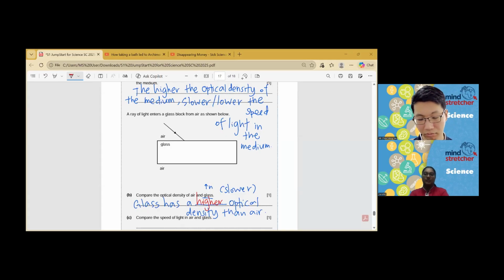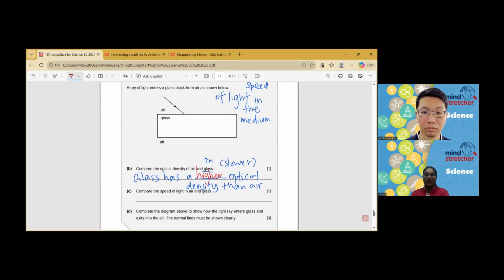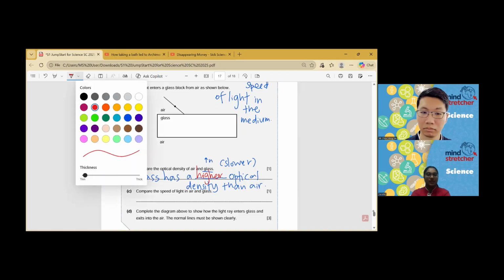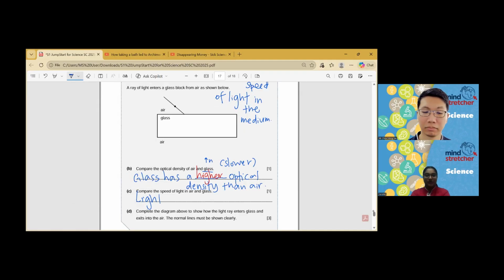Okay, so you must tell me that it's optically denser, and please make sure you use the word optical density. Okay, that has to be there. Okay, then for part C, we went through it just now. How is the speed of light different? So in this case, okay, light travels in glass than air. The answer is right there.